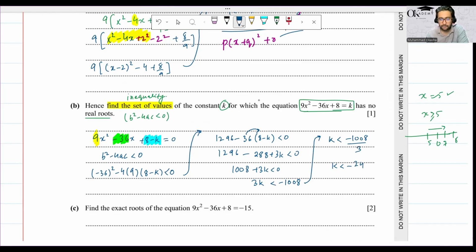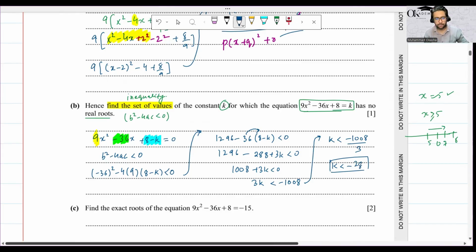And I'll have negative 28 as my answer. I hope it makes sense. And this is simple solving of inequalities.